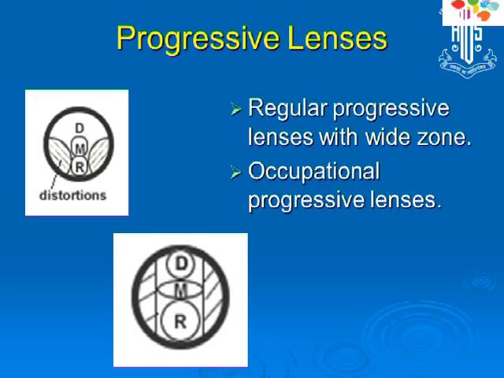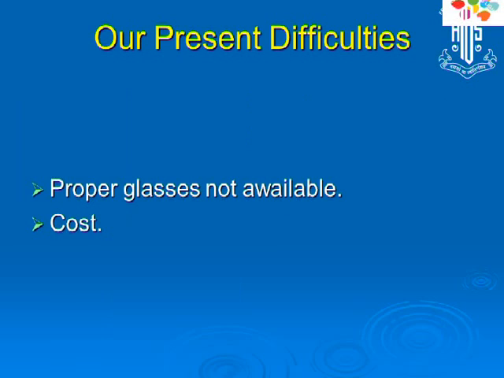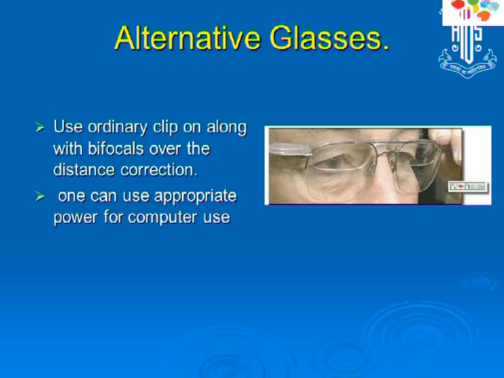The problem with the wider zone is that most of them are expensive, or you have to go for specific occupational progressive lenses with a very wide central zone. So our present difficulty is that there are no very suitable glasses, and those which are available are really costly. So we can try some alternative methods like clip-ons. Instead of regular bifocals, you can have a clip-on on the top part, so that the patient will be comfortable. You have to decide this if the person is using the computer for a very long period. Some bank employees, for example, we can try.